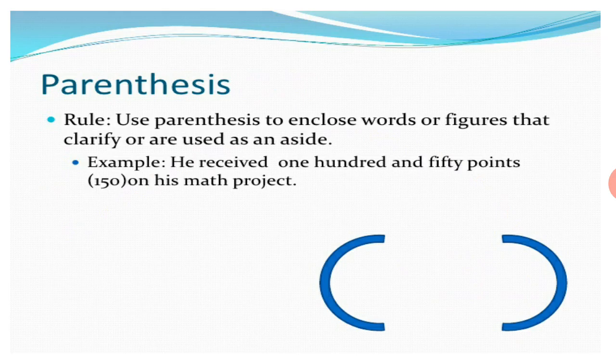Example, he received 150 points. It's already in the sentence. Even though you are mentioning it in a number, at that time you have to enclose the figure, enclose the number, to clarify or use as an aside. Got it? On his maths project, he received 150 points on his maths project. So this is the way to use a parenthesis.